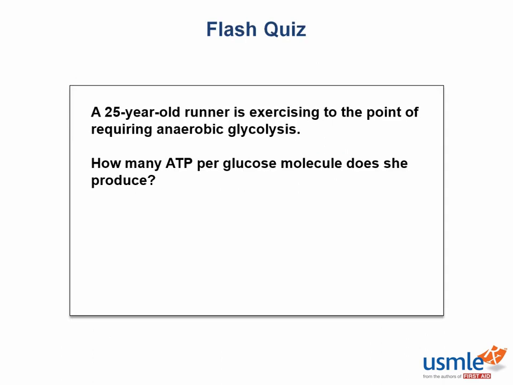Alright, now let's wrap it up with a flash quiz. A 25-year-old runner is exercising to the point of requiring anaerobic glycolysis. How many ATP per glucose molecule does she produce?